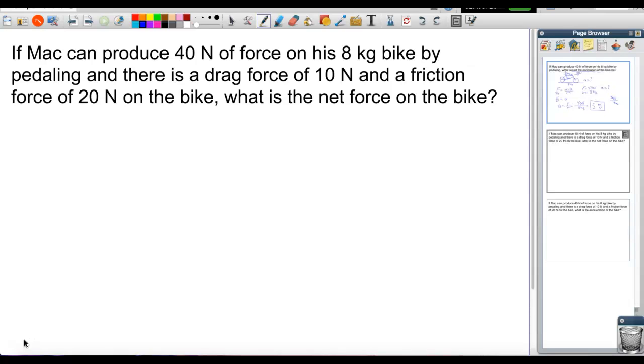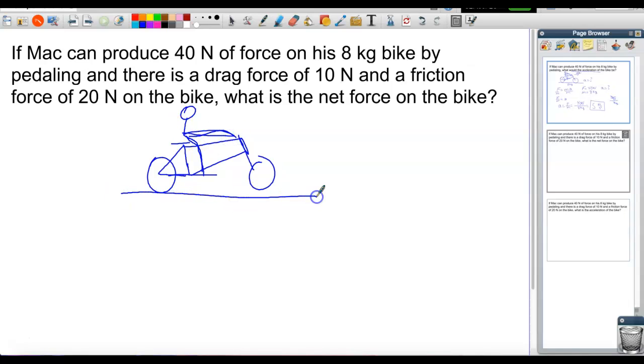So the first thing we're going to do is draw a picture. So here's the bike. Back's on the bike. And we're going to label our stuff. So I can produce 40 newtons of force, that's pushing me forward. The mass of the bike is 8 kilograms.